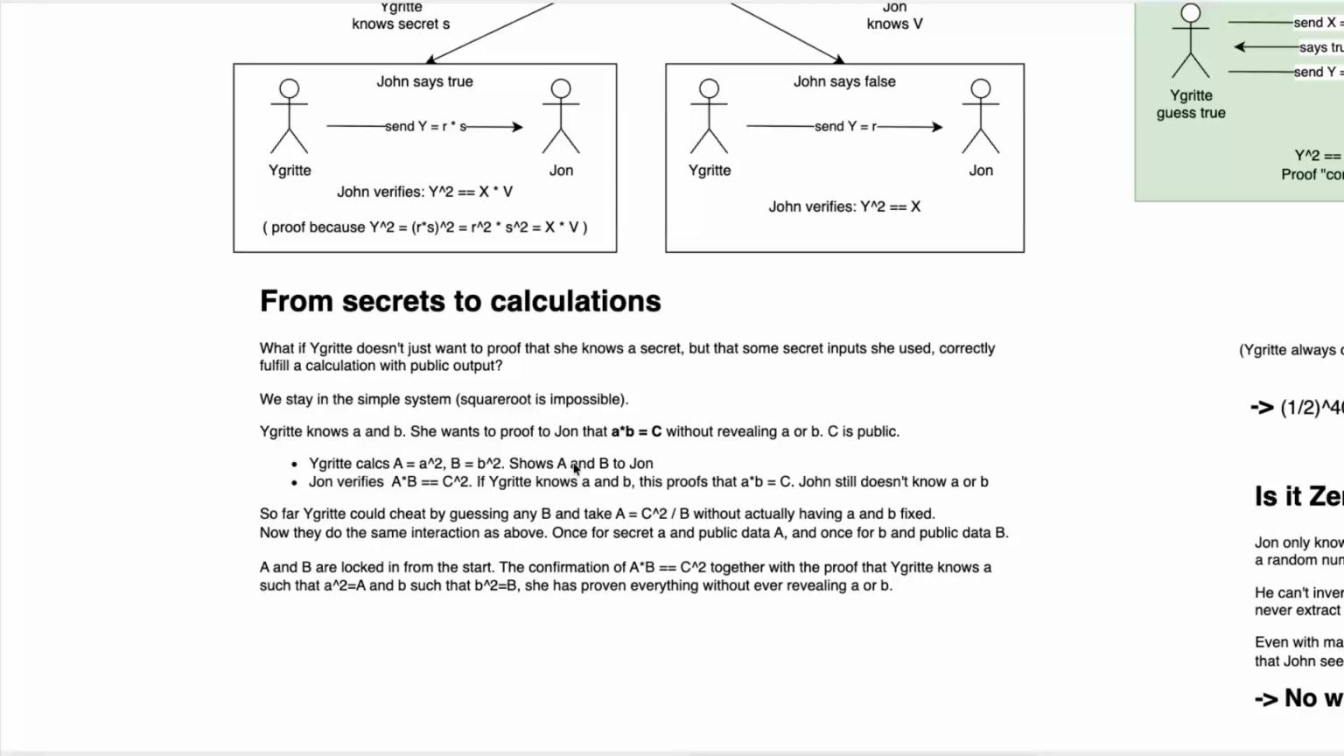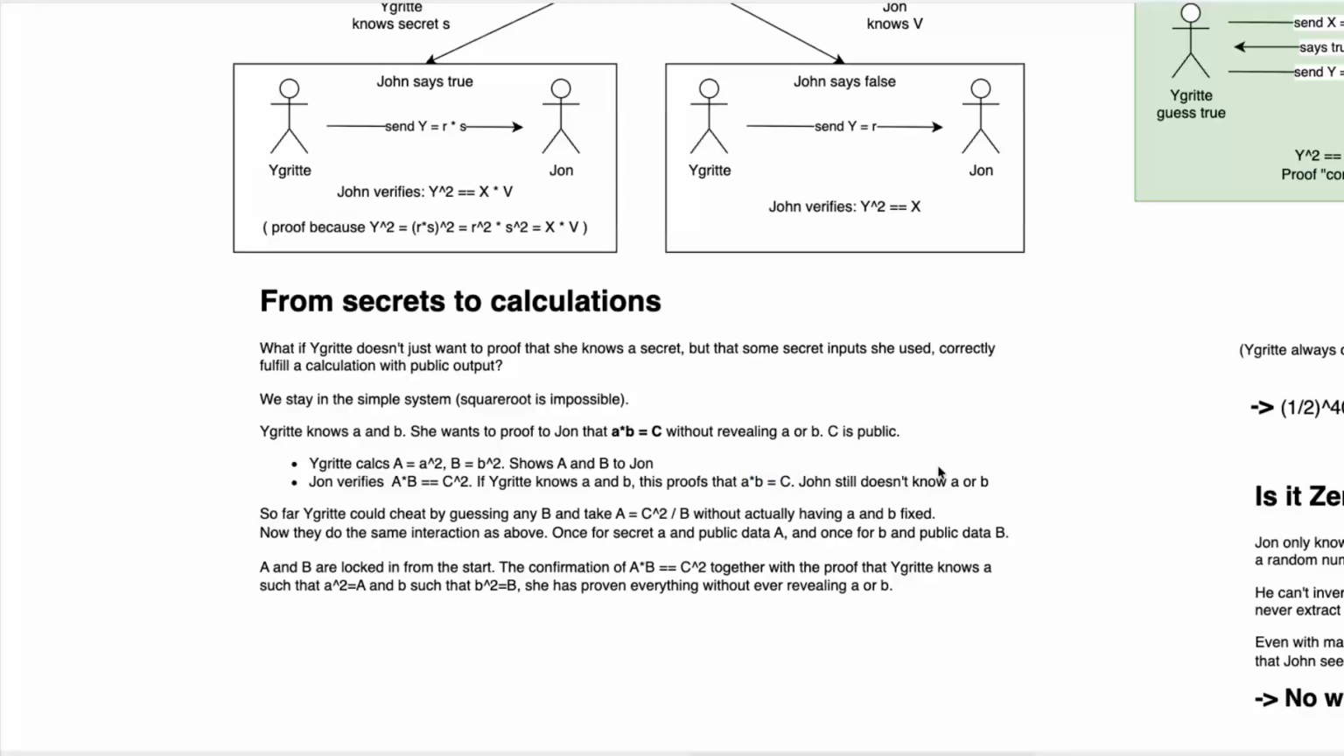But with A and B, John, so the uppercase A and B, John can verify that uppercase A times uppercase B is C squared. Because he knows C, so he can calculate C squared. And he can multiply A times B. And if this is true, it must mean, if A and B are actually squares of the numbers, that A times B is C.